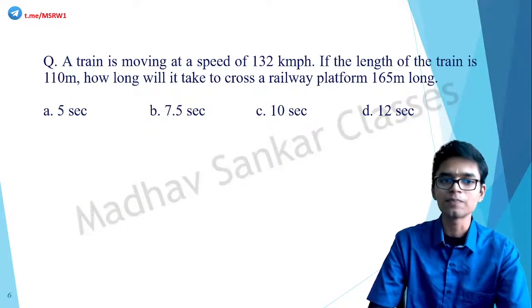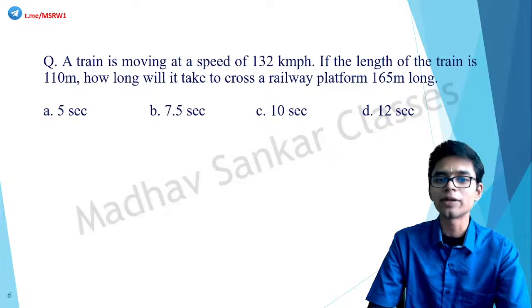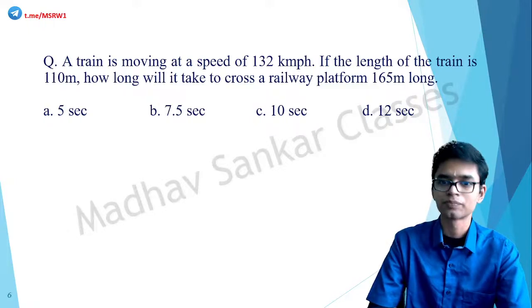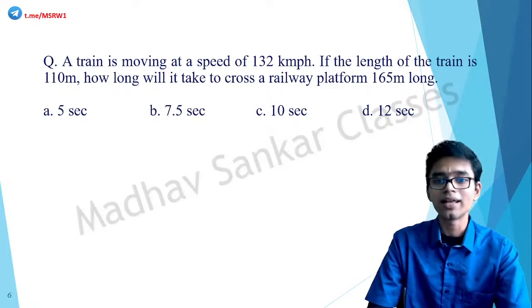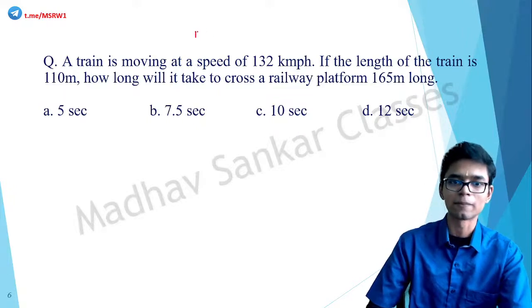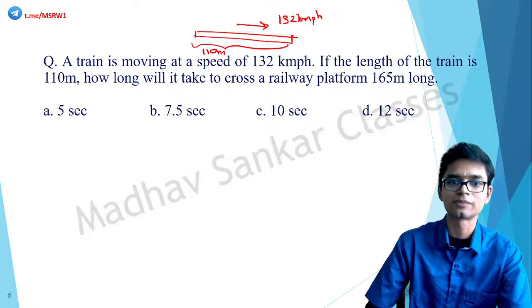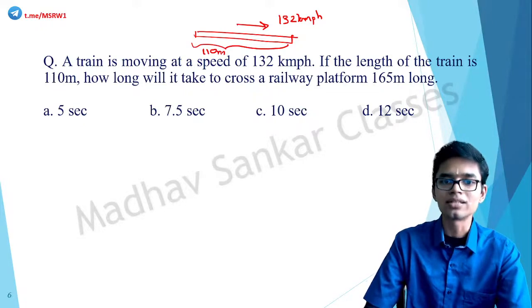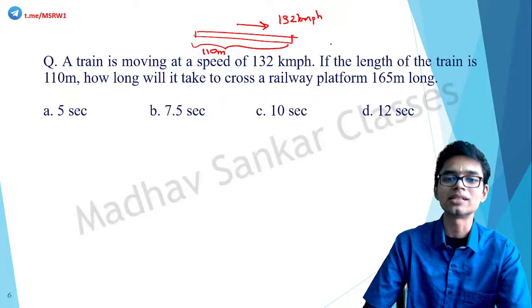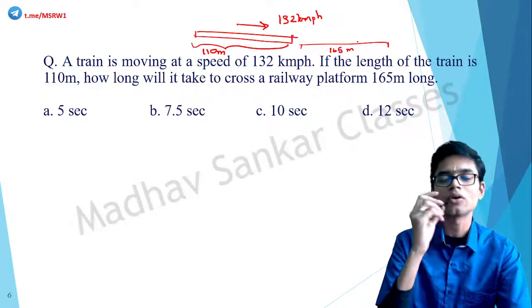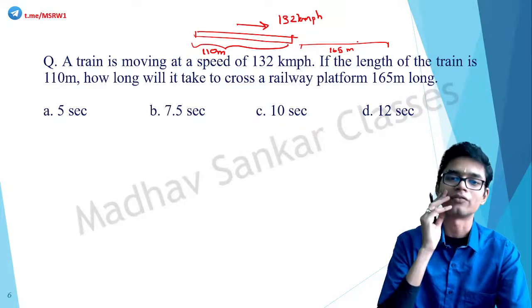Moving on to the next question. A train is moving at a speed of 132 kilometers per hour. Okay, if the length of the train is 110 meters, so we have a train moving at a speed of 132 kilometers per hour and the length of this train is 110 meters. How long will it take to cross a railway platform of 165 meters long? So here is a railway platform and the length is 165 meters. So how long will it take the train to pass through the platform completely?